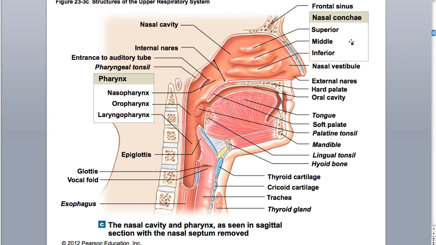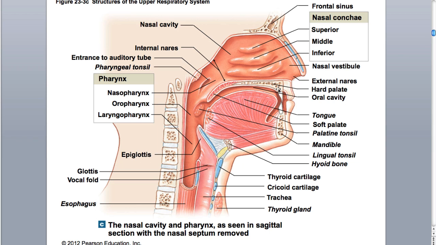Now, why do they call it concha? Well, the snail shell has different areas for air turbulence. That's exactly what this will do too, as turbinates or nasal concha. So you have superior, middle, and inferior, and it actually vibrates the air in that region. Next, we have the vestibule, basically just the opening to get into that channel. We have the external nose.